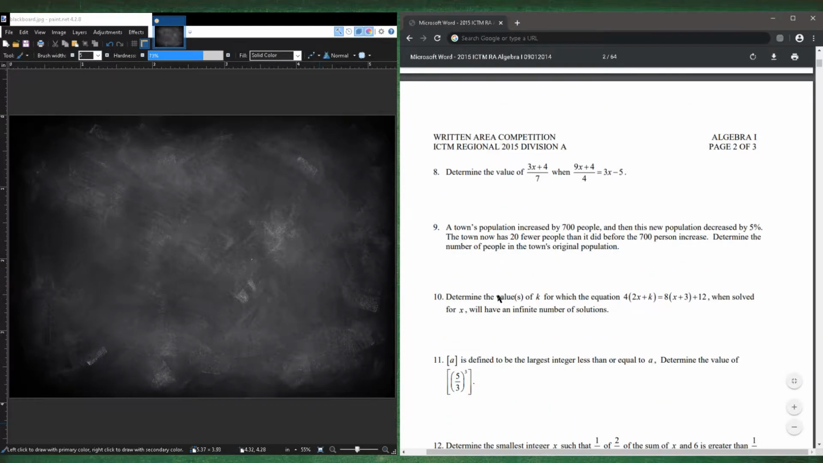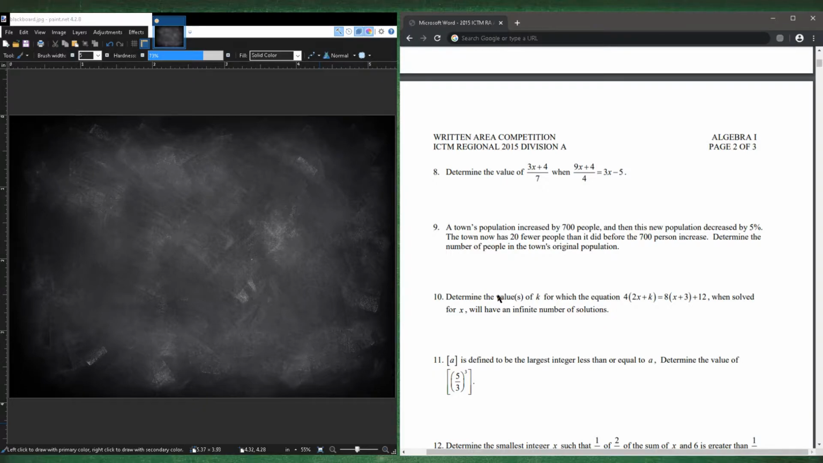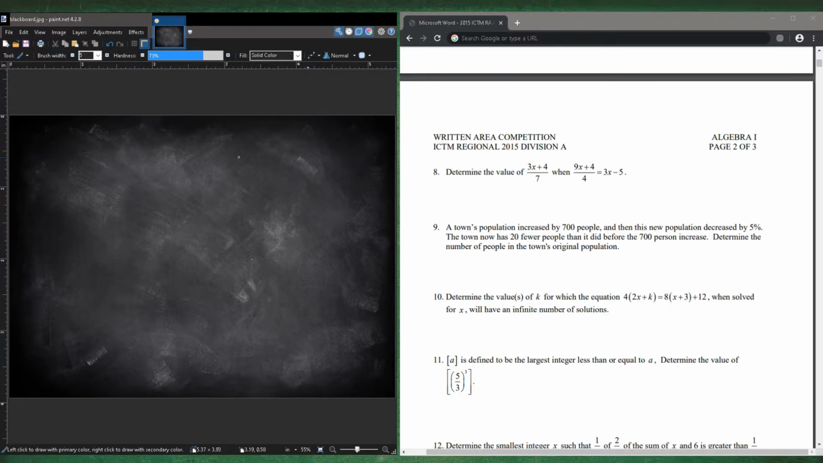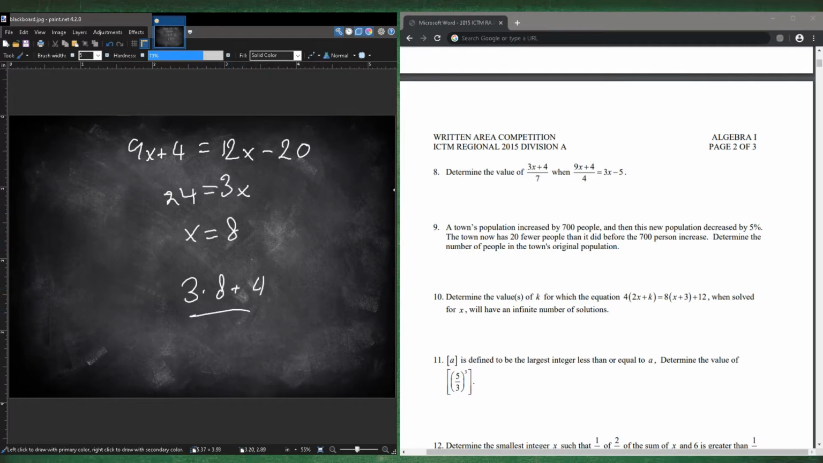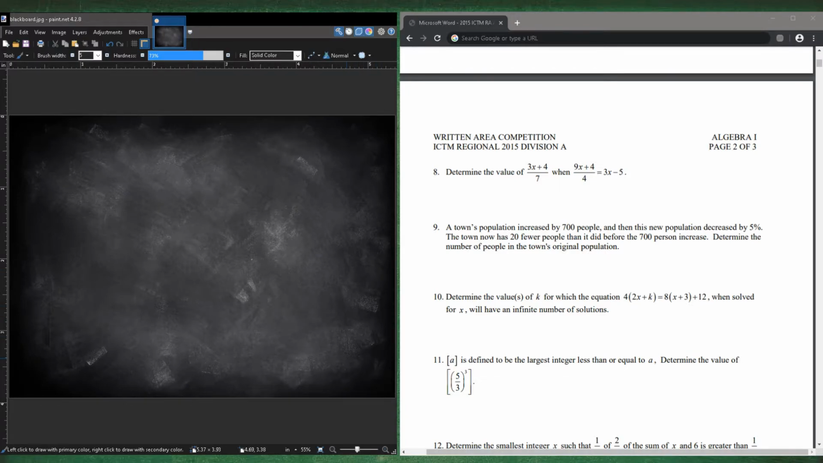Number 8, determine the value of (3x plus 4) over 7 when 9x plus 4 is equal to 3x minus 5. So let's do the equation first on that side. 9x plus 4 times... 3x times 4 is 12x, and negative 5 times 4 is negative 20. So 3x is equal to 24, so x is equal to 8. Now let's plug it into the first expression. 3 times 8 plus 4 over 7. That's 24 plus 4, that's 28 over 7. That's equal to 4. So our answer for number 8 is 4. Basically just that simple.